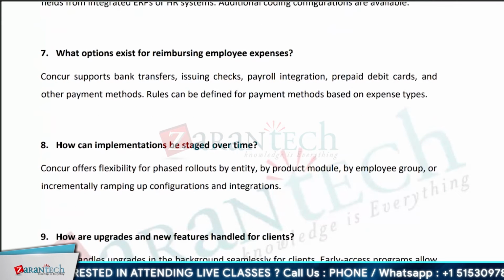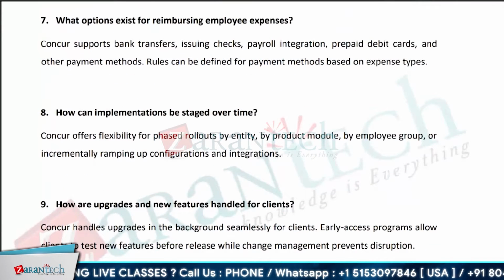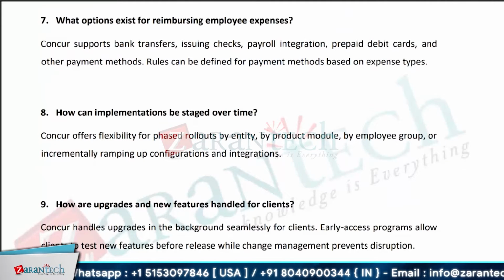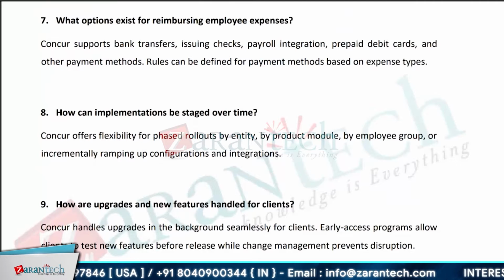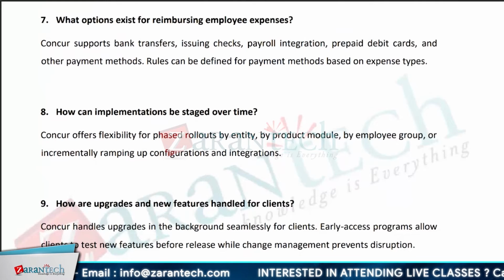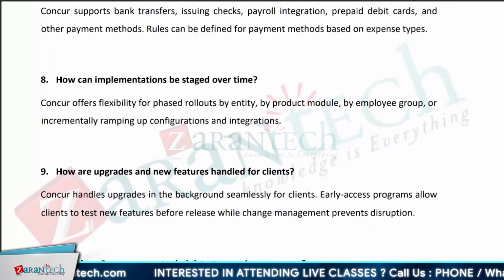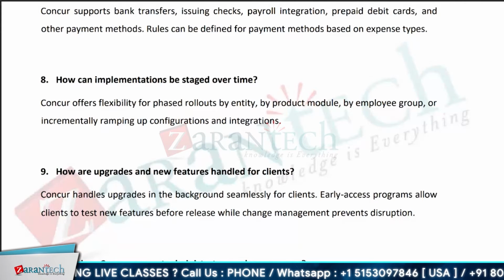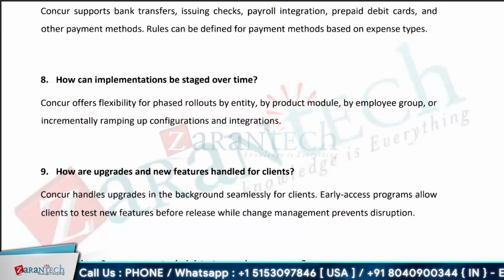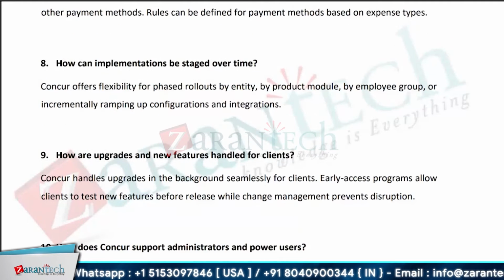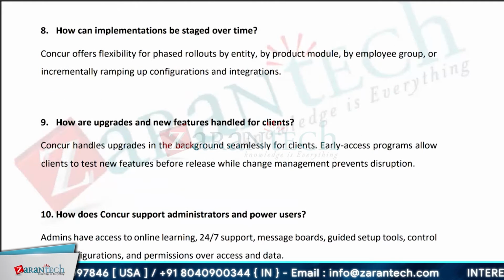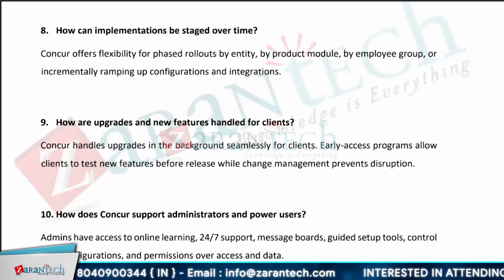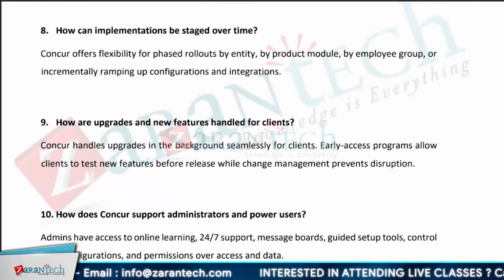How can implementation be staged over time? Concur offers flexibility for phased rollout by entity, by product module, by employee group, or incrementally ramping up configuration and integration. So basically, various phases we had seen: rollout by entity, by product module, by employee group, or incrementally ramping up the configuration and integration. How are upgrades and new features handled for the client? Concur handles upgrades in the background seamlessly for the client.